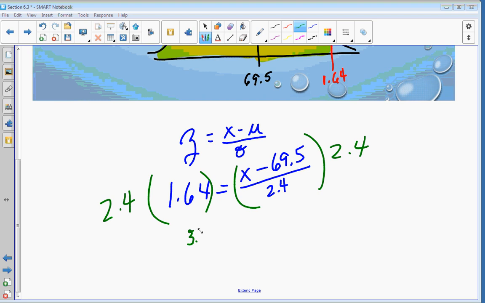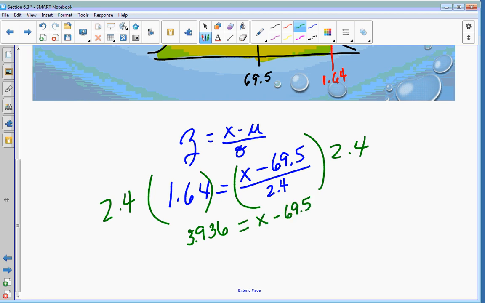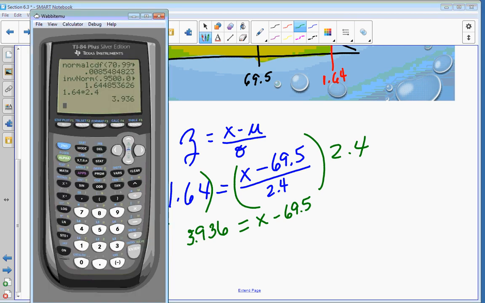Okay, we got 3.936 as our answer to that, which is equal to x minus 69.5, and obviously we're just going to add 69.5 to both sides of the equation, and we'll find x is 73.44.